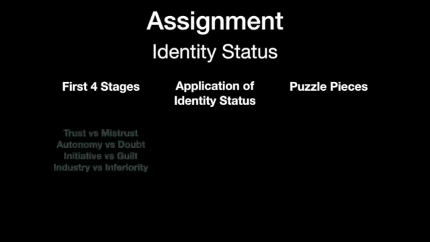for each one of these, I'm going to be asking you to do something. First and foremost, telling me about your first 4 stages. So you're going to be describing situations that, to the best of your knowledge, represent how you navigated through these first 4 stages. The second one, in terms of applying identity status, Marcia's theory, I first want you to tell me about personal likes and dislikes.